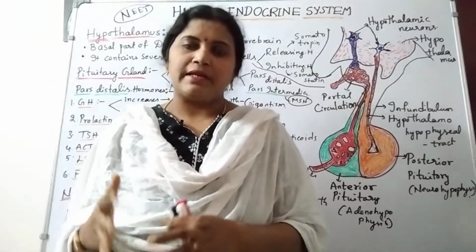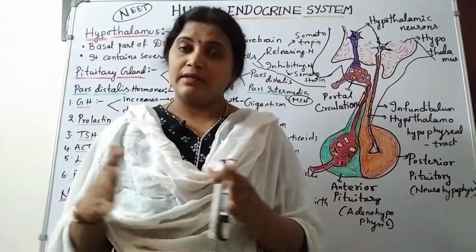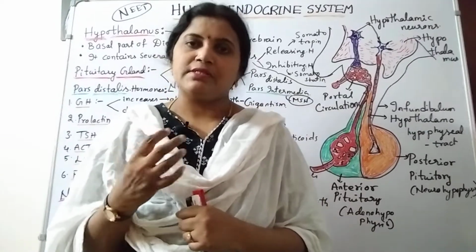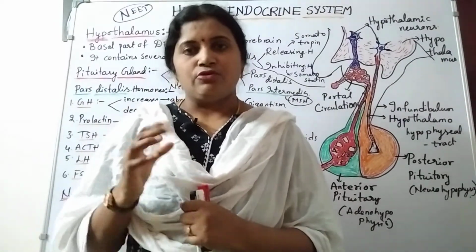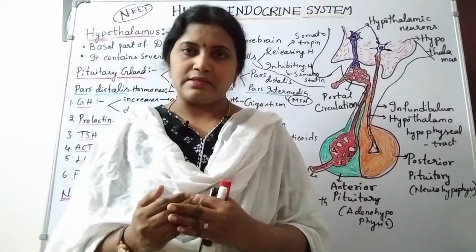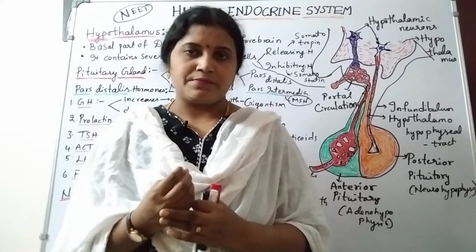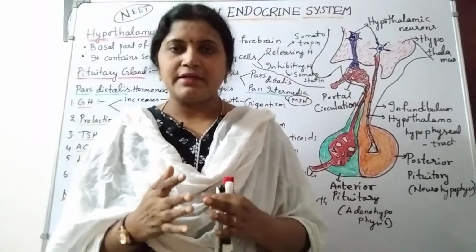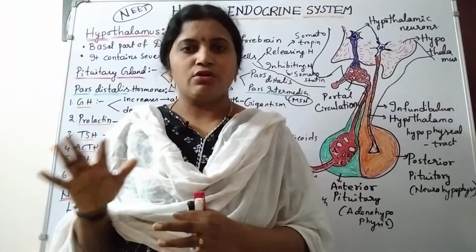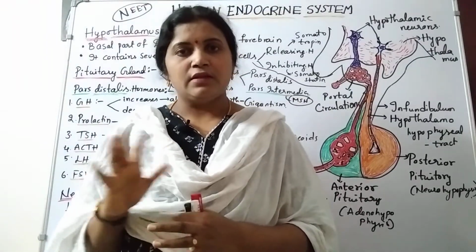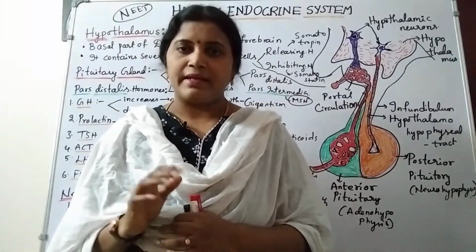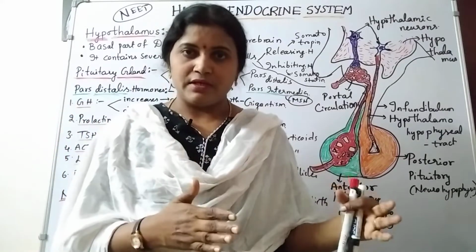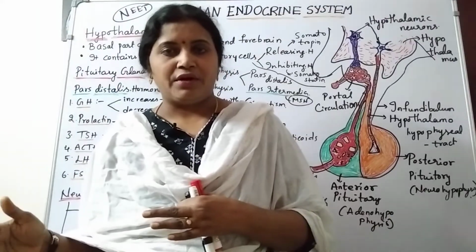For continuous regulation and coordination, we require a special system, special substances. That is the endocrine system. The endocrine system secretes chemical substances, that is nothing but hormones. Those hormones are responsible to regulate and coordinate all the physiological functions in the body continuously. That's why we need neural coordination and, at the same time, chemical coordination also.